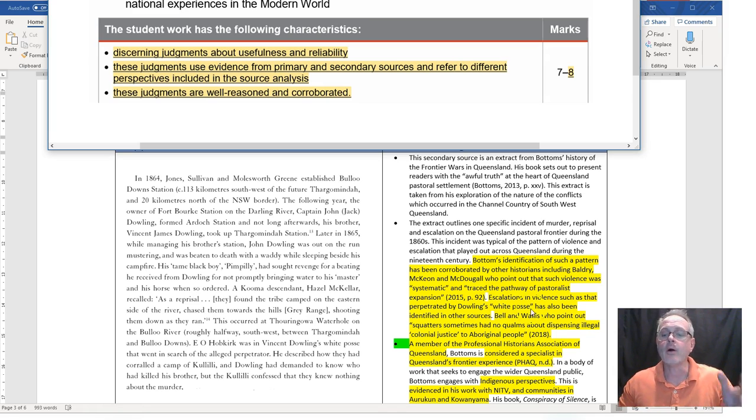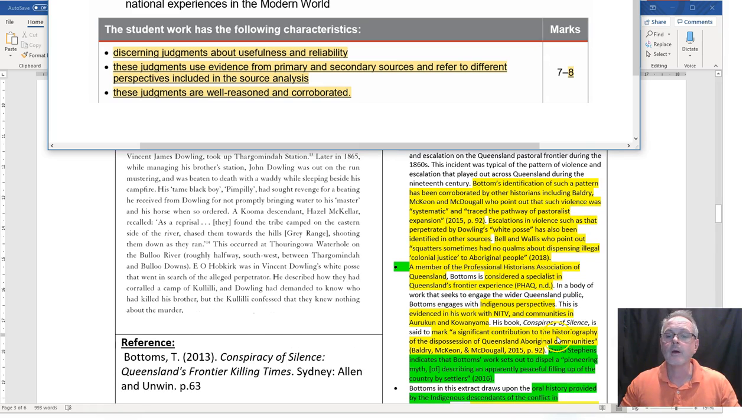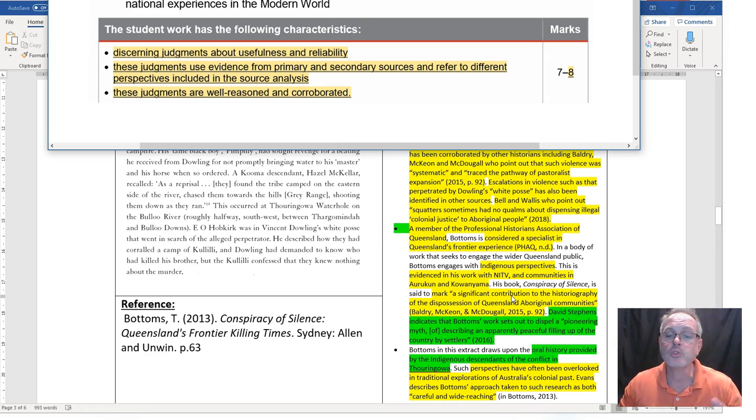I talk about how escalations in violence, such as that perpetrated by Dowling's white posse, a phrase that turns up over in this section, has also been identified in other sources. So the perspective here in Bottoms, Dowling's white posse is mentioned down in this section here, is being supported by other sources, including Bell and Wallace. And I've got a quote from them, another perspective, that corroborates my source and the judgments I'm making. Okay, ignore that little bit of green, not sure what I did there.